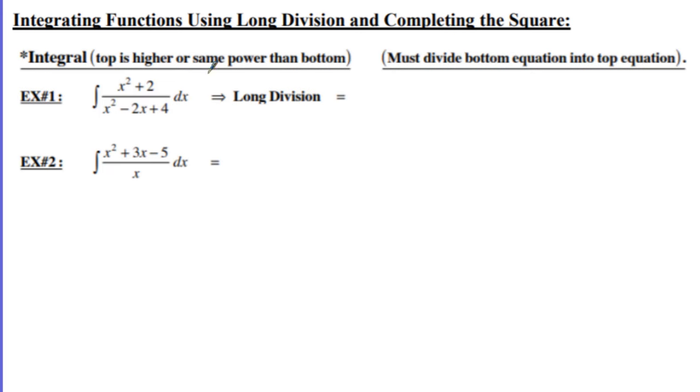Integration with long division and u substitution. Long division and u substitution. I'm going to try to find my notes real quick. I think I have it really quick. I do. I have it right here.